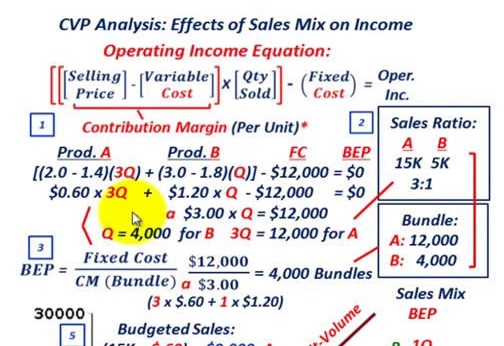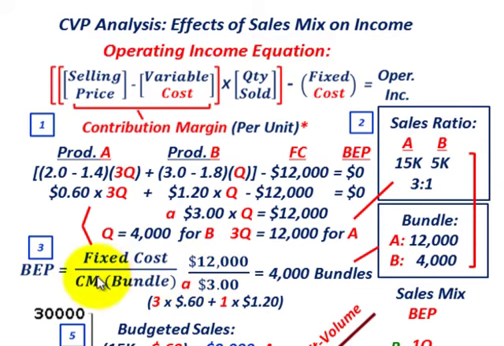Now, we could have looked at it in a second way. Simply to determine our break-even point, we would have taken our $12,000 in fixed costs and divided by the contribution margin per bundle. That was $3, which we calculated: a quantity of 3 times the 60 cents contribution margin for A, plus 1 times $1.20 for B. So that's where we got that $3.